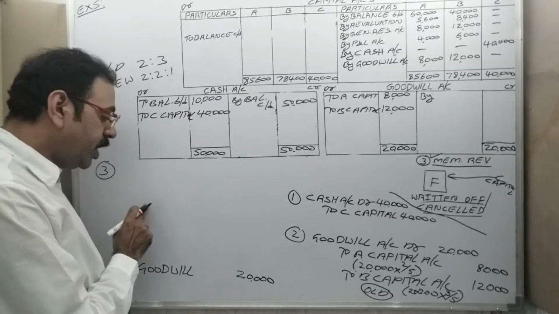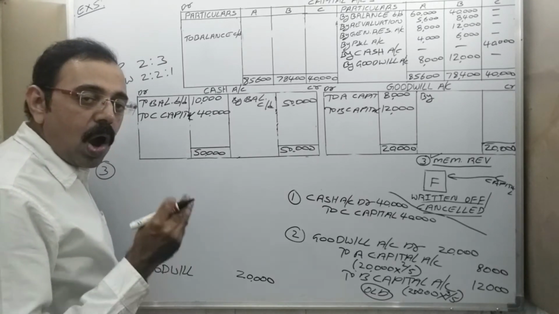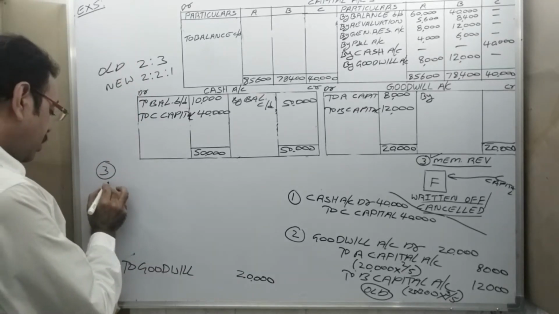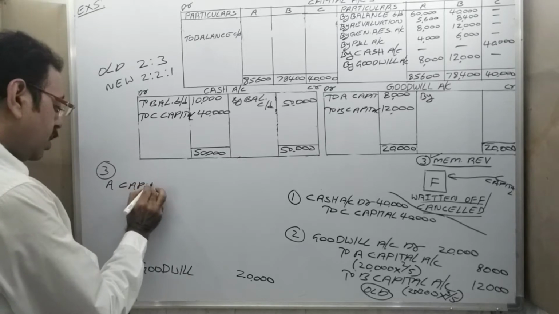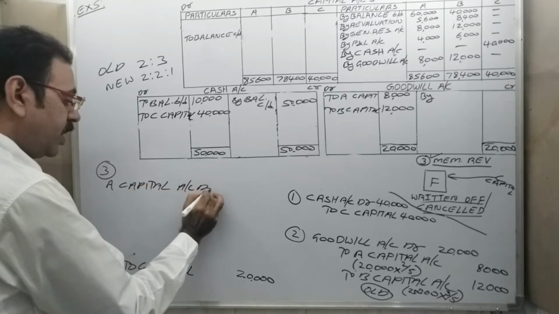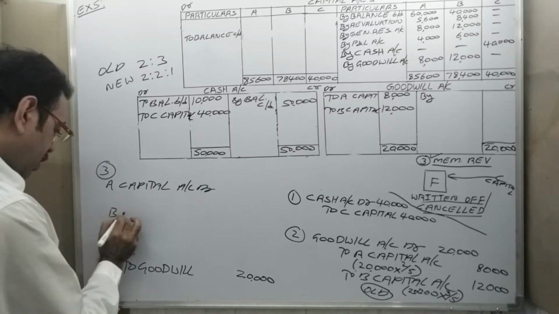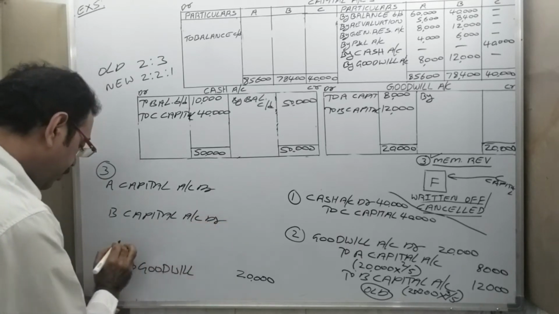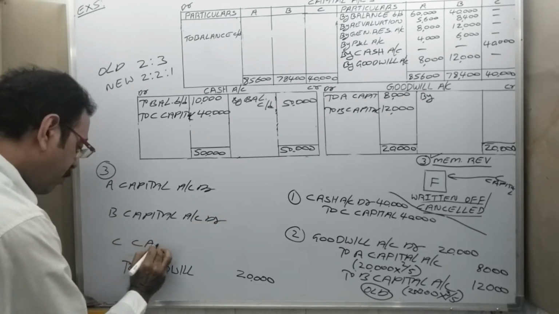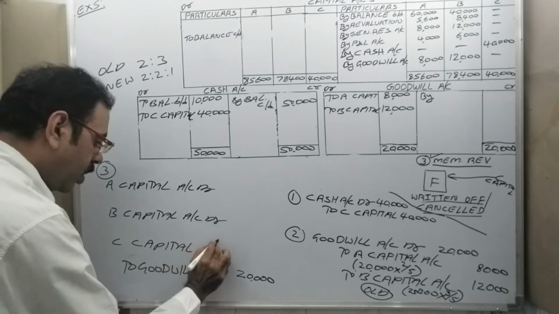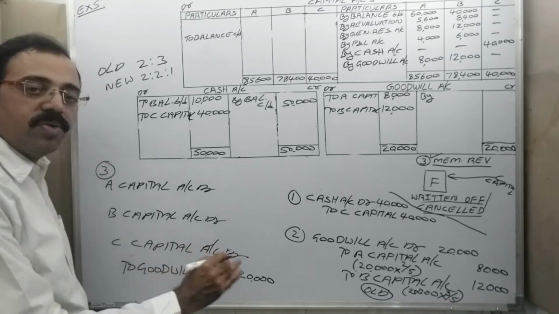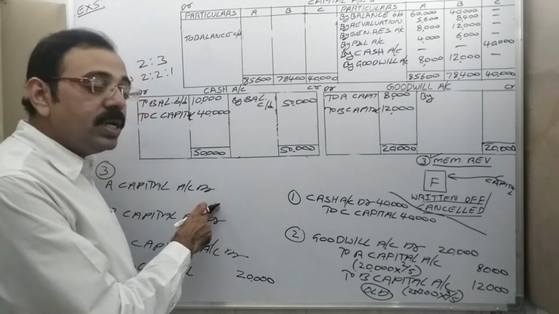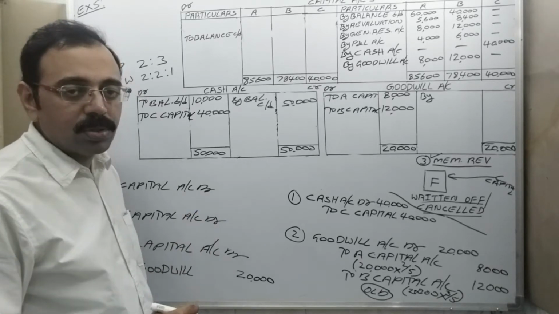Then which accounts are to be debited here? All the three partners' capital accounts we should debit. Debit side: A capital account debtor, B capital account debtor, C capital account debtor, to goodwill account. So what is the entry for cancellation of goodwill? All partners' capital accounts debtor to goodwill account.